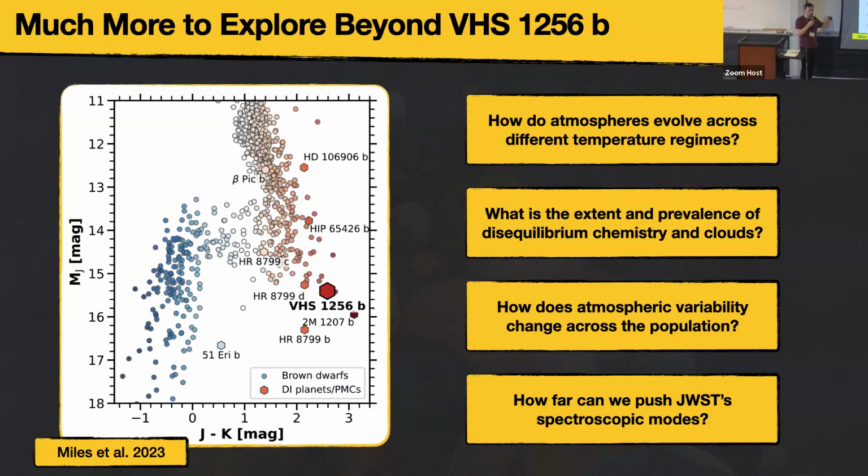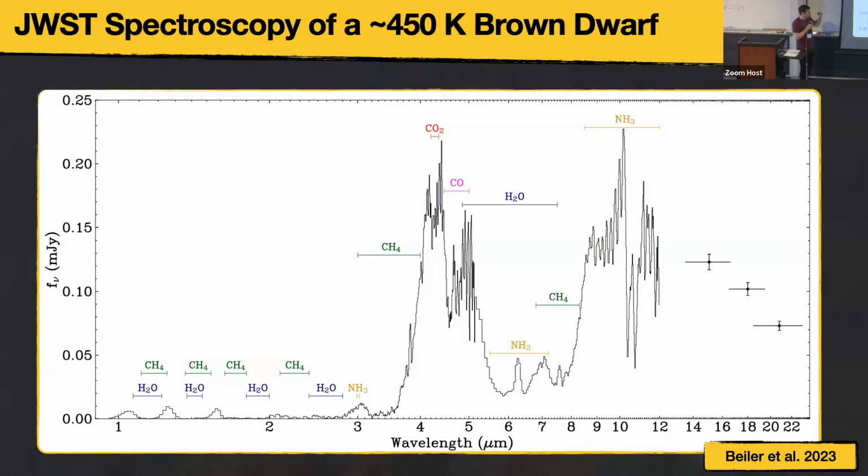And as Nicole was talking about earlier, we should really be trying to push JWST to do things that maybe we weren't thinking it was going to be able to do from the get-go. And I think we can do that for imaging. To give you an example, here's a spectrum of a 450 Kelvin brown dwarf that just came out around a month ago.